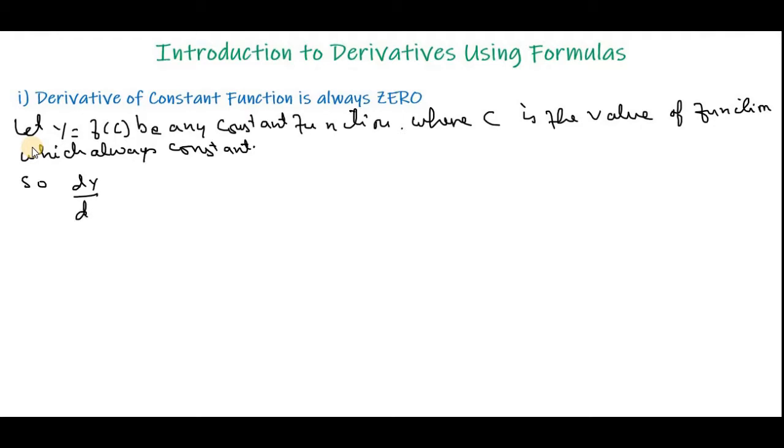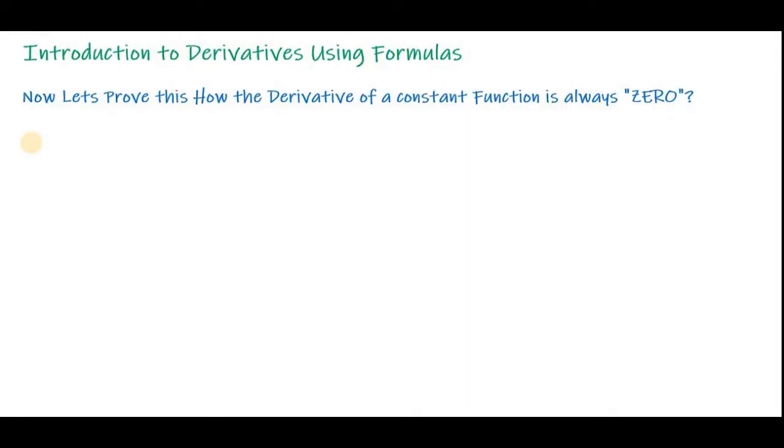So we take dy by dx on both sides in order to differentiate with respect to x. Now since it is a constant function, we simply put 0. This is the formula. Whenever we have a constant function, its answer will always be 0. And how this is 0 we will prove shortly.